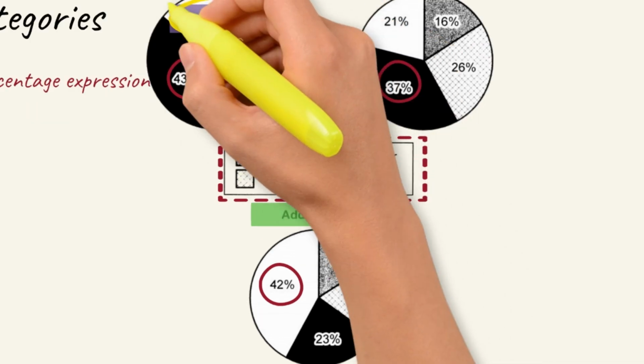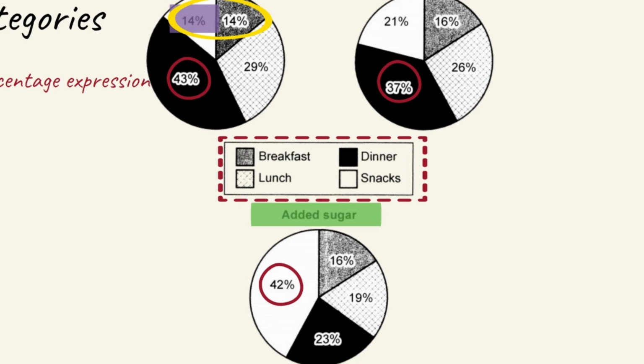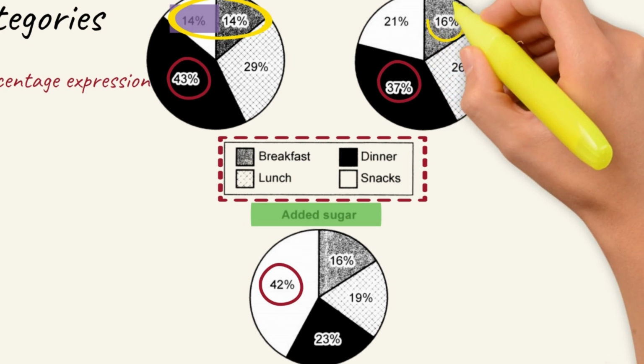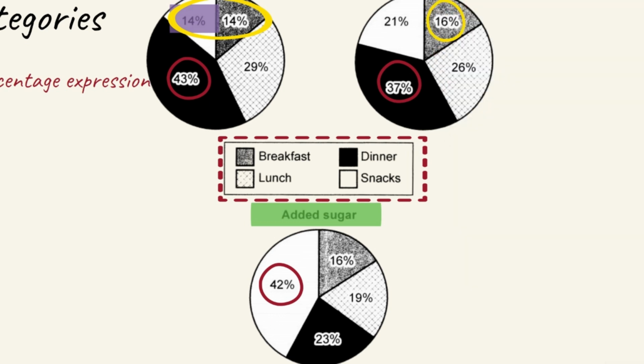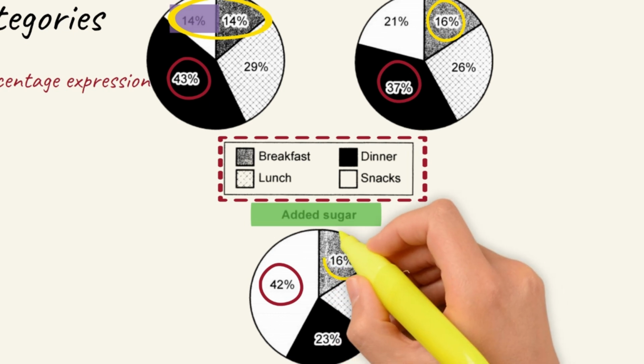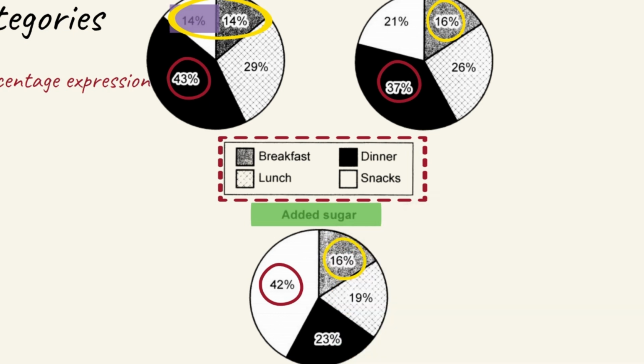In the first chart, breakfast and snacks both represent the smallest slices at 14%. In the second chart, breakfast is the smallest at 16%. And in the third chart, breakfast is again the smallest at 16%.